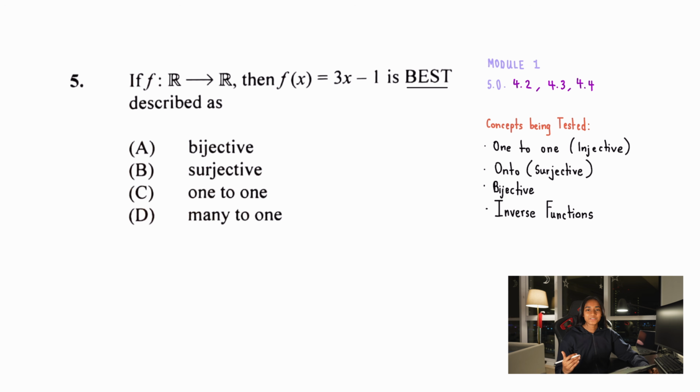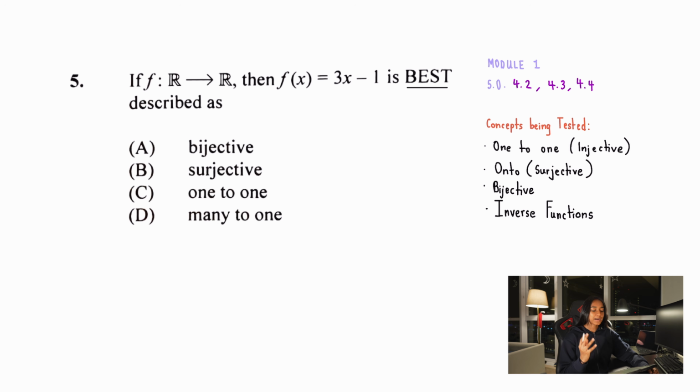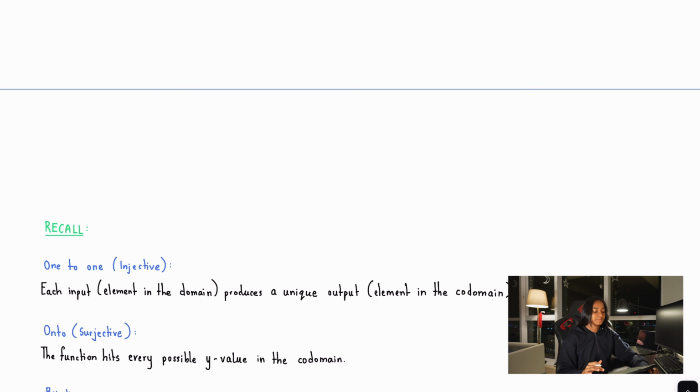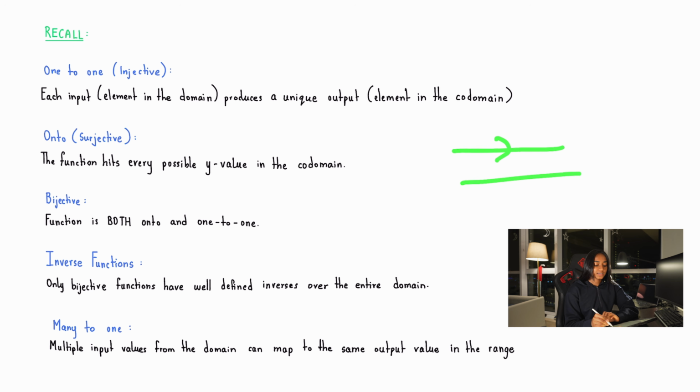Question 5 is all about the real ones. It states, if f maps real numbers onto real numbers, then f of x is equal to 3x minus 1 is best described as which one of these options? So let's recap on what these options actually mean. So we know that one-to-one, or injective is the other name for it, means that each element in the domain is mapped onto an element in the codomain. So it has a unique output in the codomain, okay?